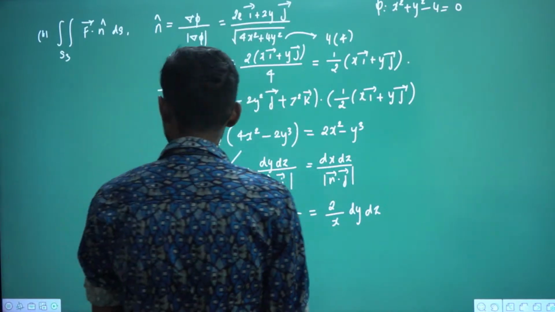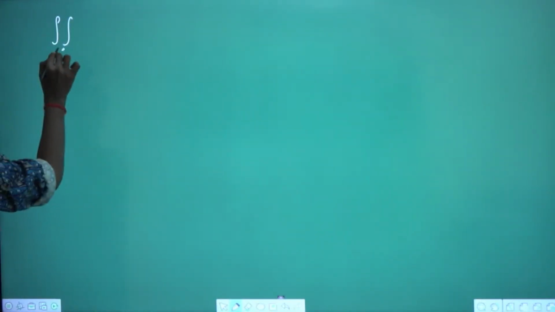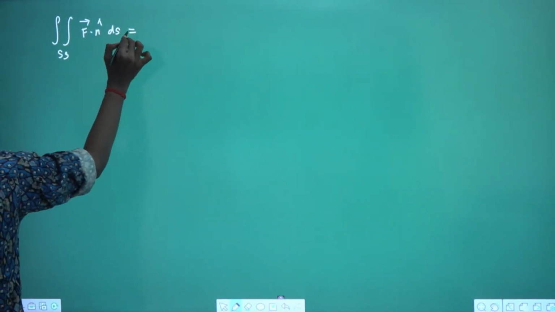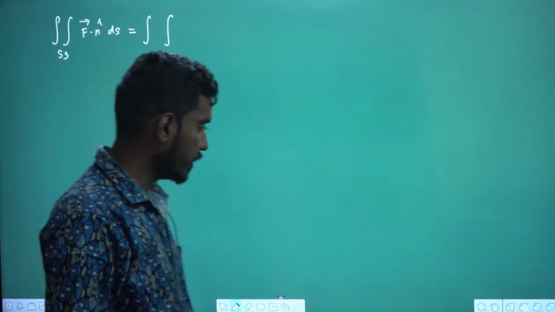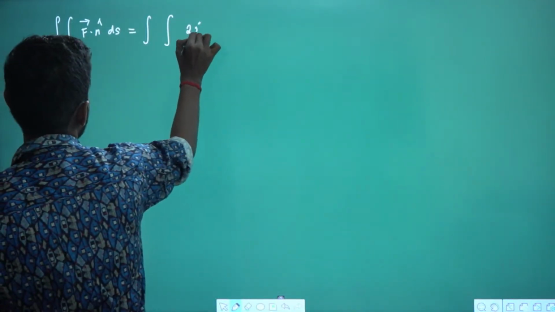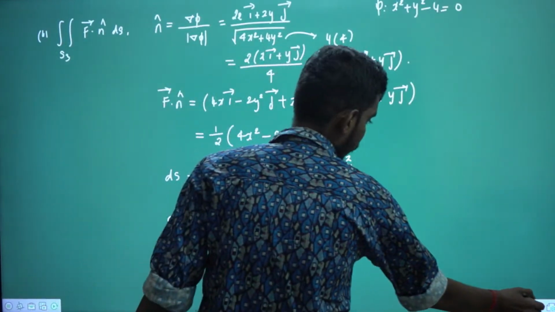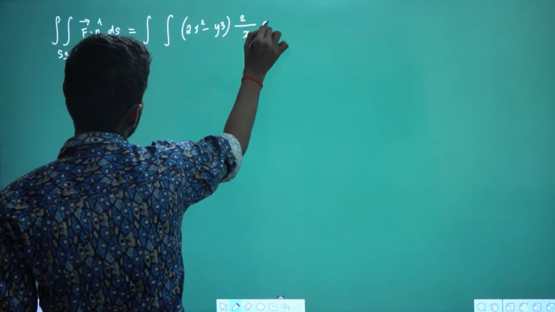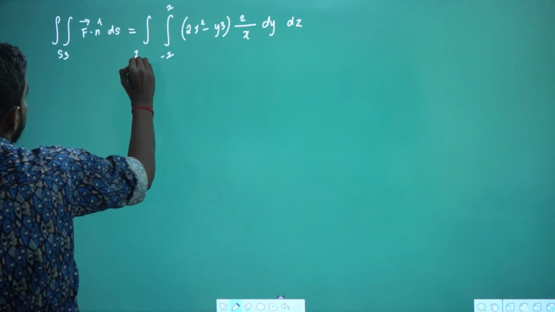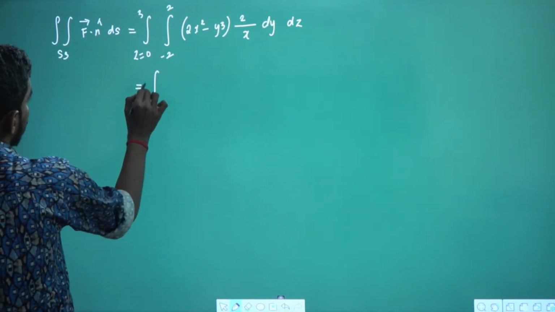So you know dS, you know F dot n cap. Now try to find the surface integral of F vector dot n cap dS. Your F vector dot n cap is 2x square minus y cube, and your dS is 2 by x dy dz, where y varies from minus 2 to 2, and z varies from 0 to 3, right? Let us try to do this.